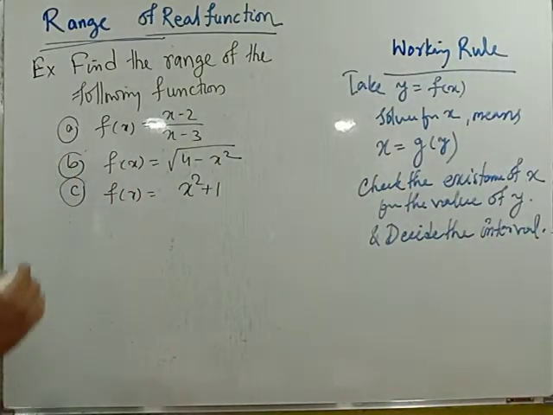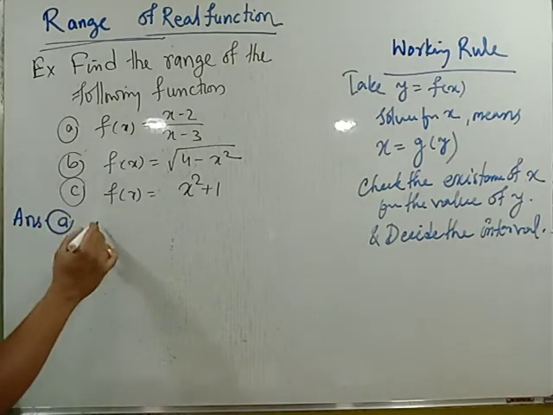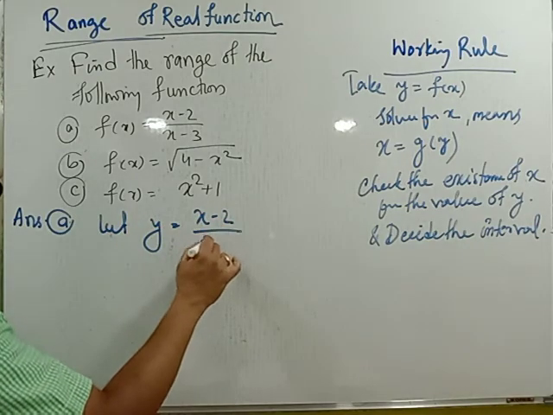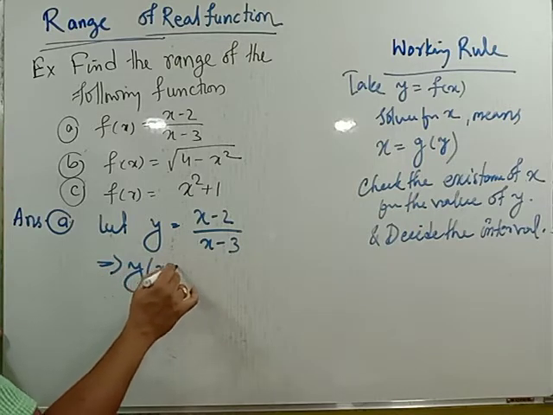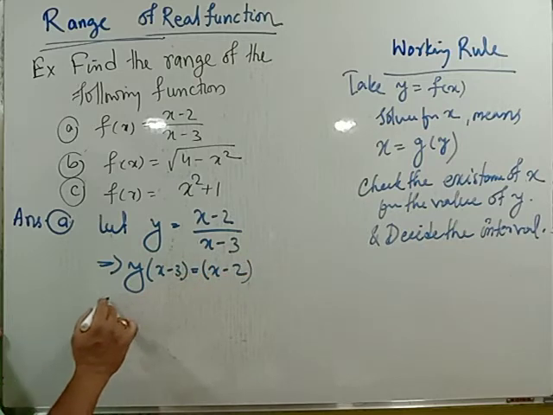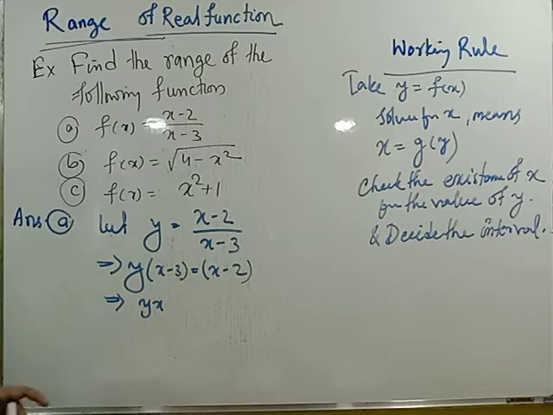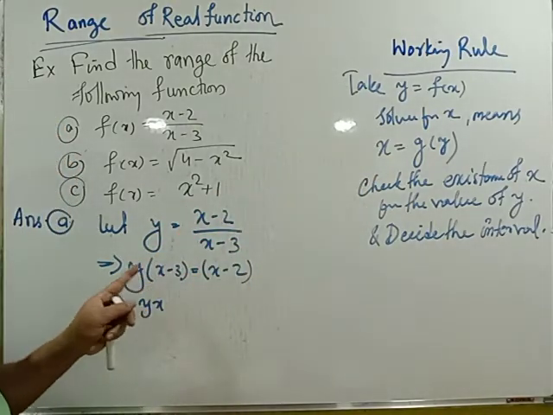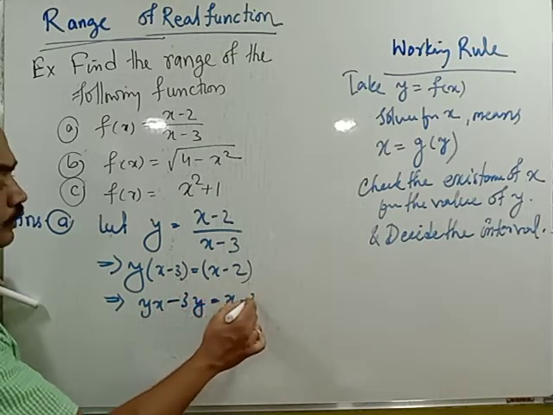Here the first one, answer A. Let y is equal to x minus 2 upon x minus 3. That implies y into x minus 3 is equal to x minus 2. That implies yx minus 3y is equal to x minus 2, because y is equal to f of x you have taken. The next step is solve for x, so that y will give the values of x.